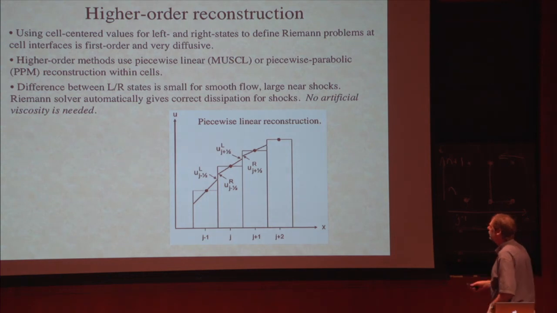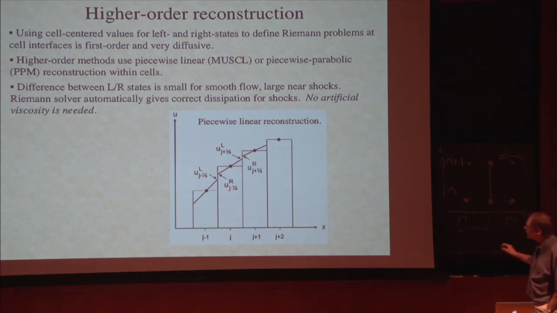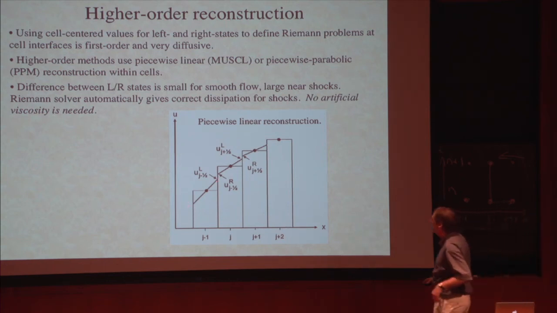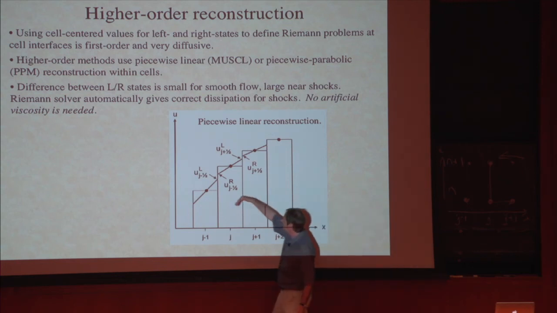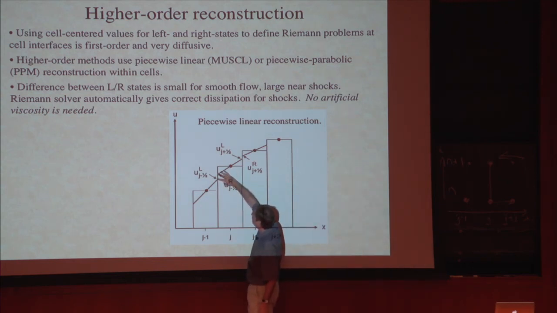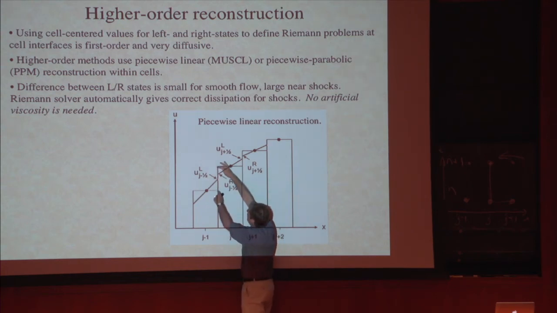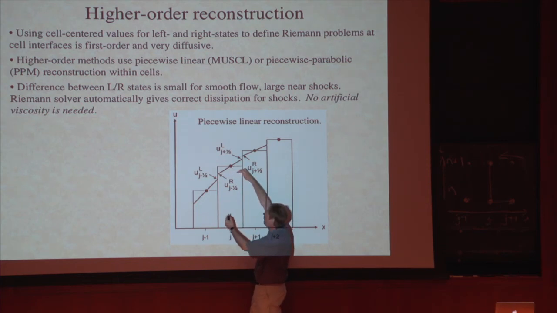Now, what other ingredients are required? Well, we don't just use piecewise constant values to calculate the jump conditions at each interface. In fact, you can approximate the solution inside each cell using polynomials. If you just use a piecewise linear polynomial to fit the solution in every cell, then the left and right states that you choose to compute the Riemann problem would not be these two values here, which would be Godunov's first order method, piecewise constant values. They're these two values here, which are much closer together.